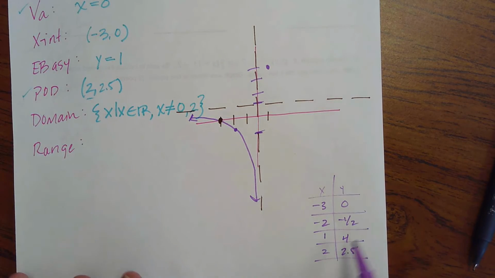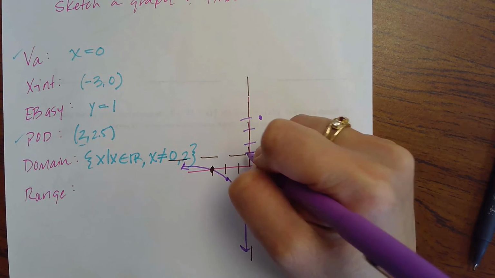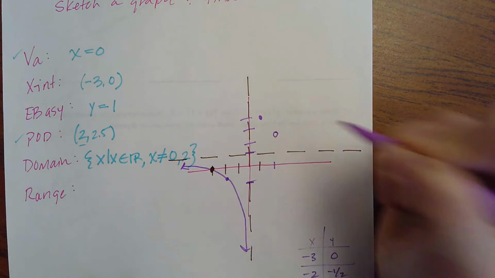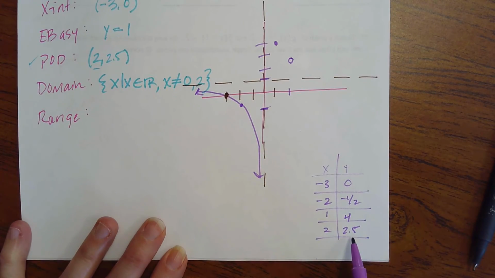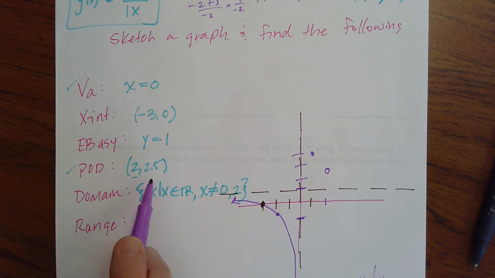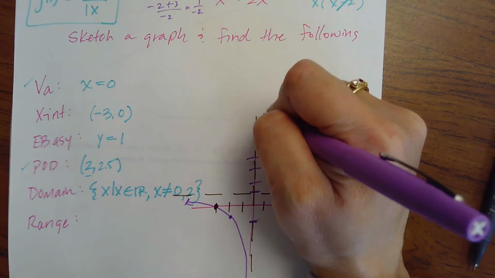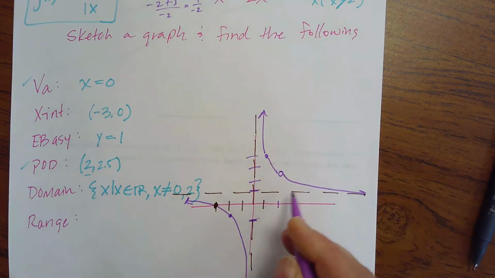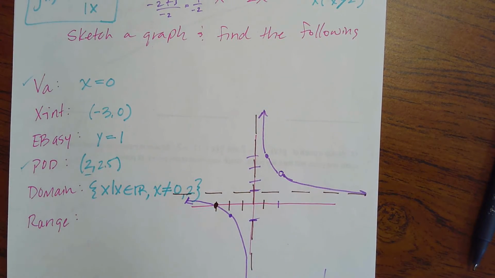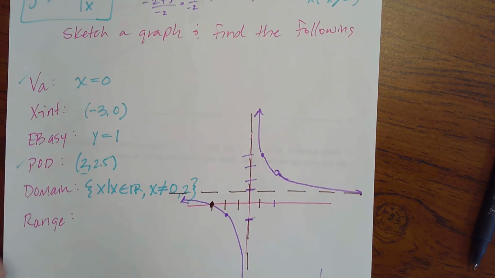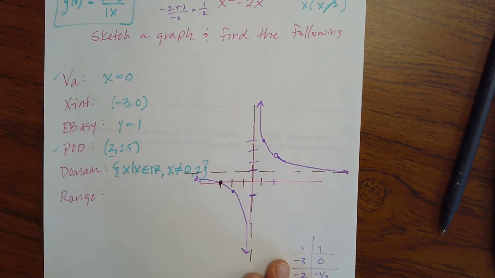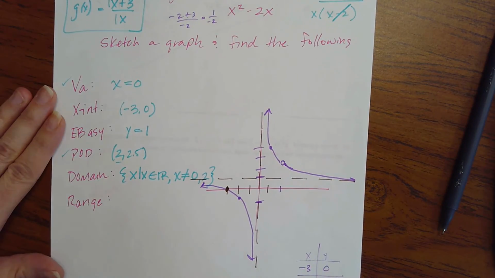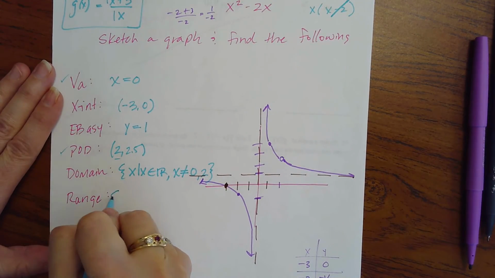So remember, that was our point of discontinuity. 2.5, so about right here. And I'm actually not going to put a point there. I'm going to put a circle there, because if you remember, 2 and 2.5 was actually our point of discontinuity. So our graph is going to look like this. It's going to approach our asymptotes, and there's going to be a hole in the graph at that point of discontinuity. So we've got our graph. This is the function we graphed. The only other thing we need to do now is find the range.